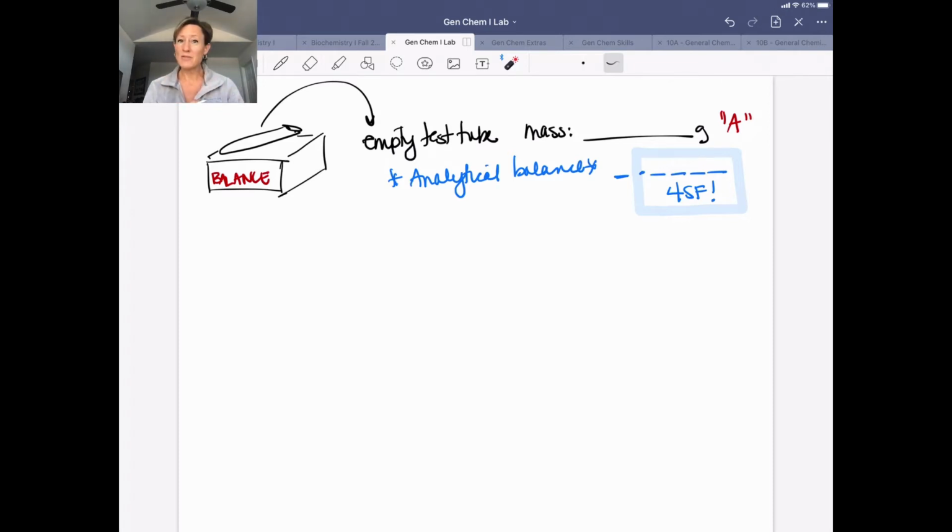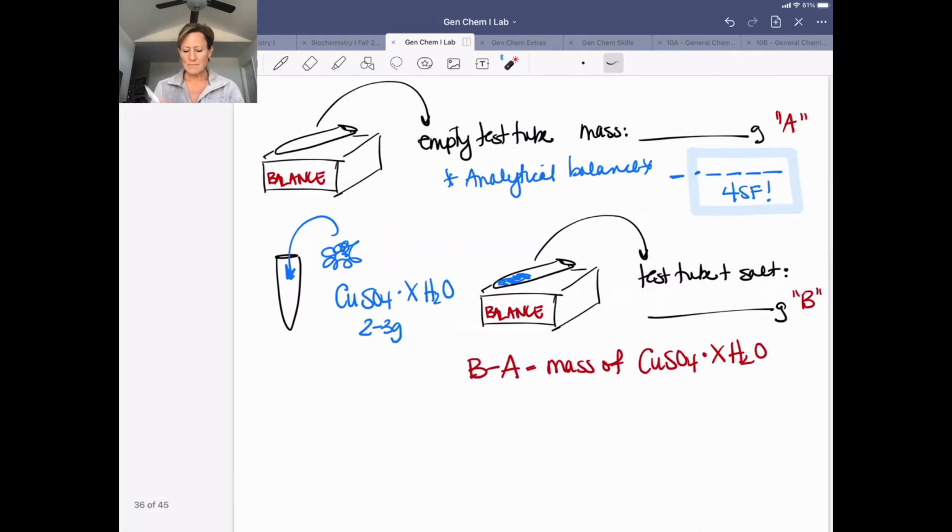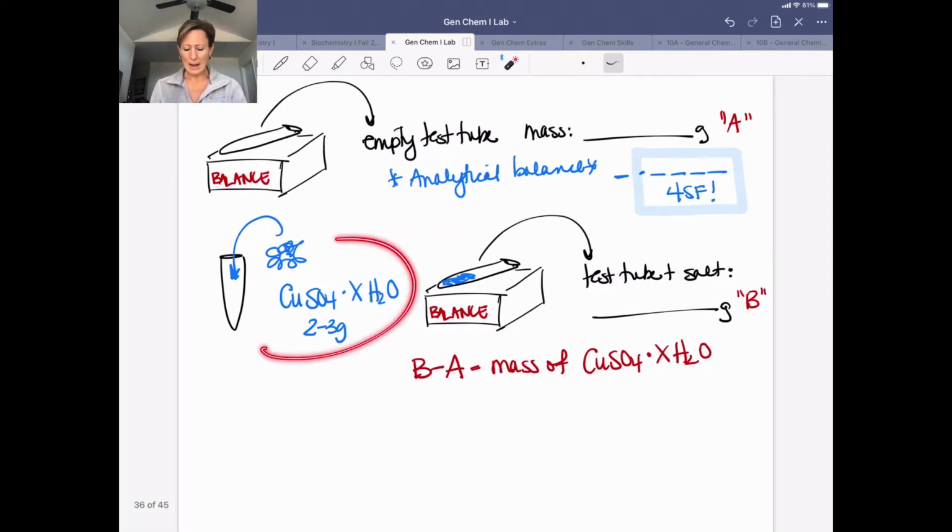Okay, so here's how this is going to work. The first thing you're going to do is mass on an analytical balance. Remember, analytical balances will give us 4 significant figures, so make sure that you have that data in your data table. You're going to mass an empty test tube, and you'll record that in your data section. After that, we're going to take about 2 to 3 grams of copper sulfate.